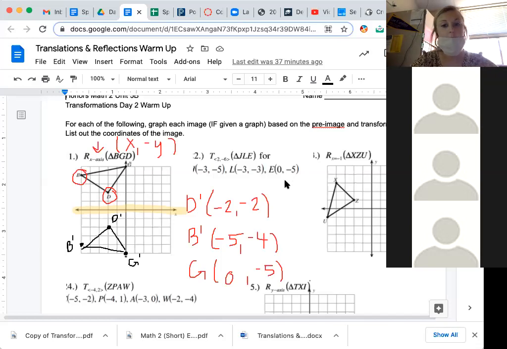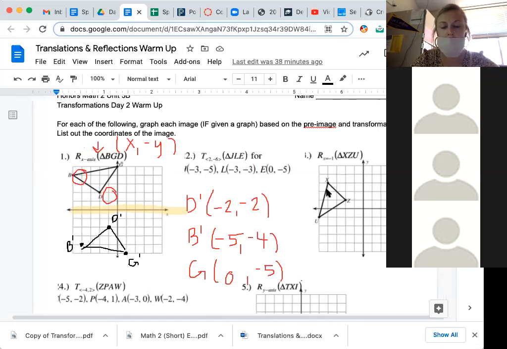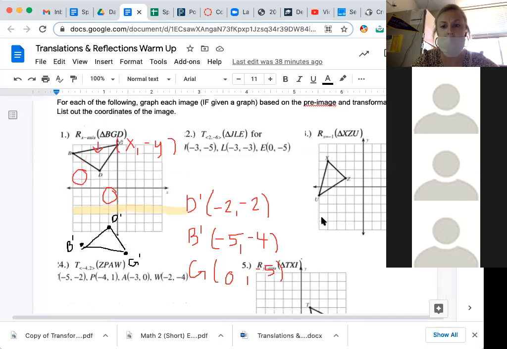All right. Most of you did really well with translations. The whole reason I made this warm up was for the reflections, if you couldn't tell, because there's more of those up here.